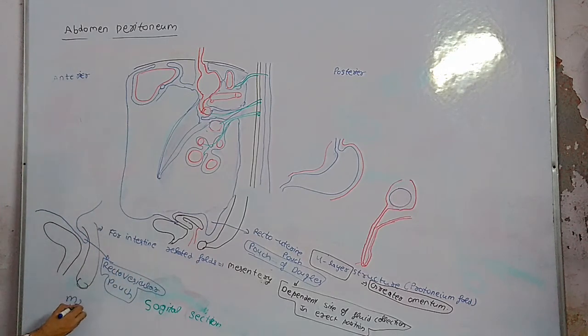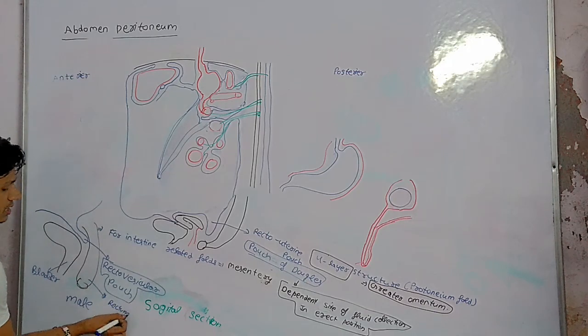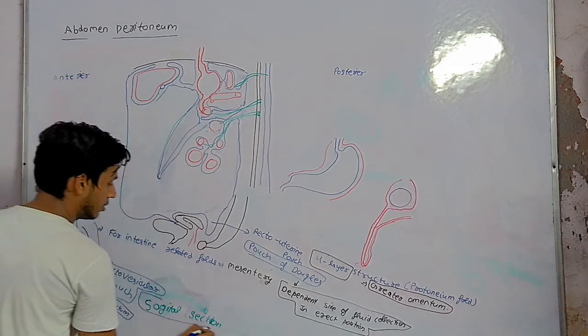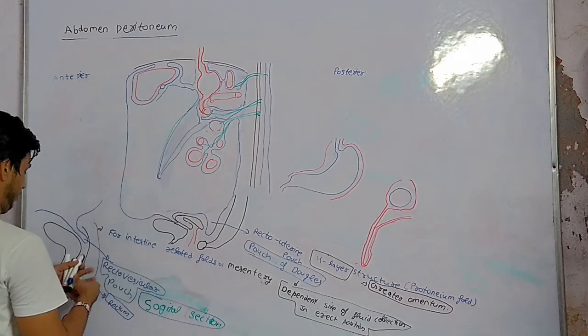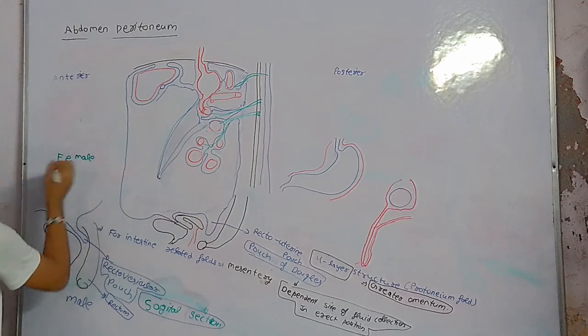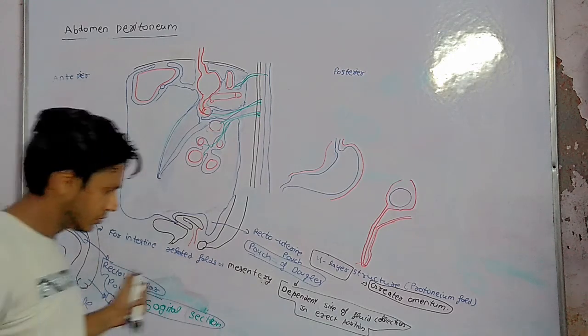This is the male case: bladder and rectum. Rectum is part of the intestine. Done. This is the sagittal section of male and female. This is female. So this is part of the peritoneum, how it develops and how it forms. Note this.